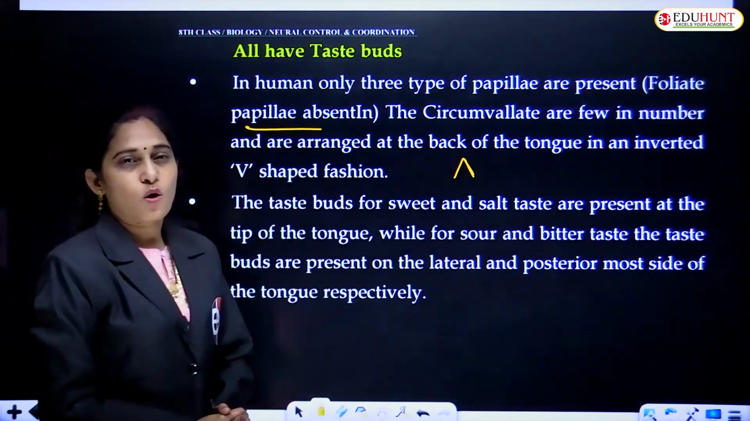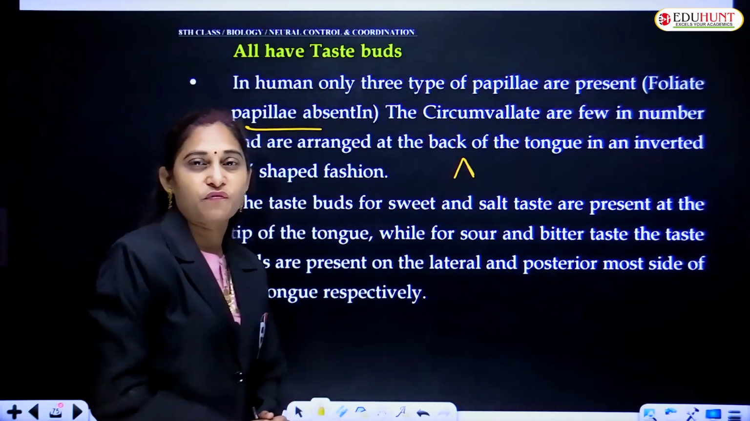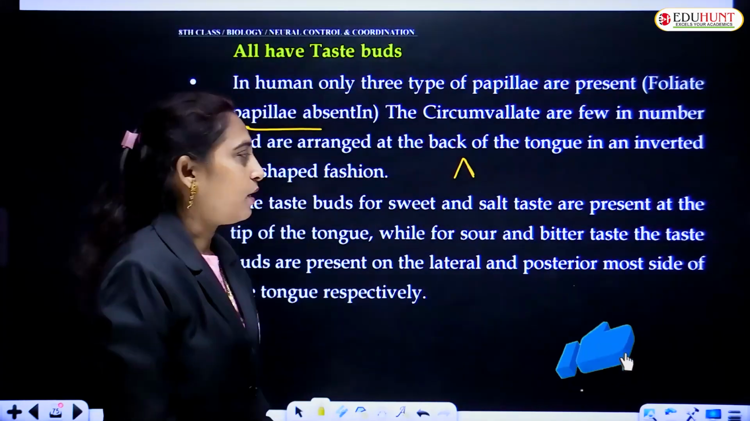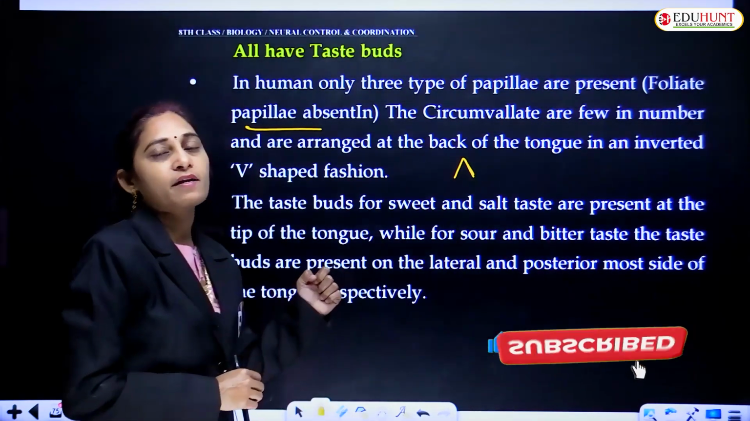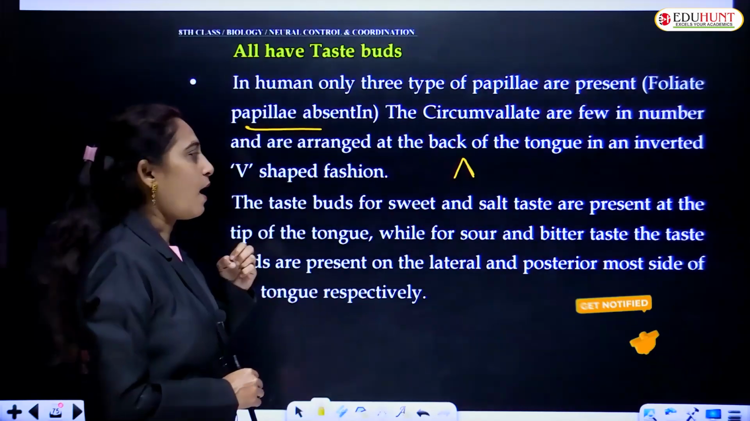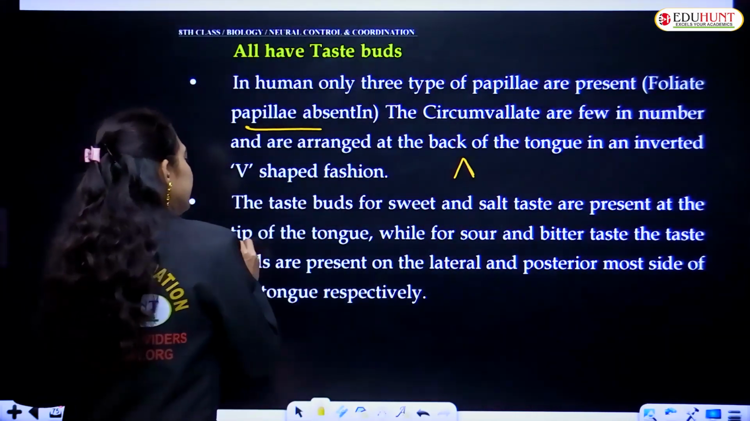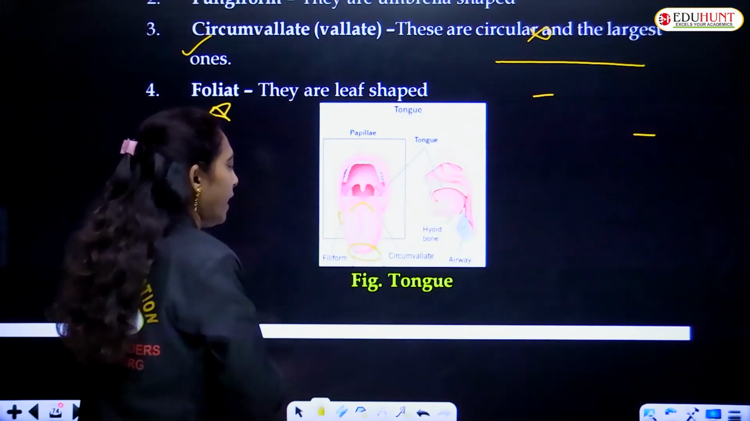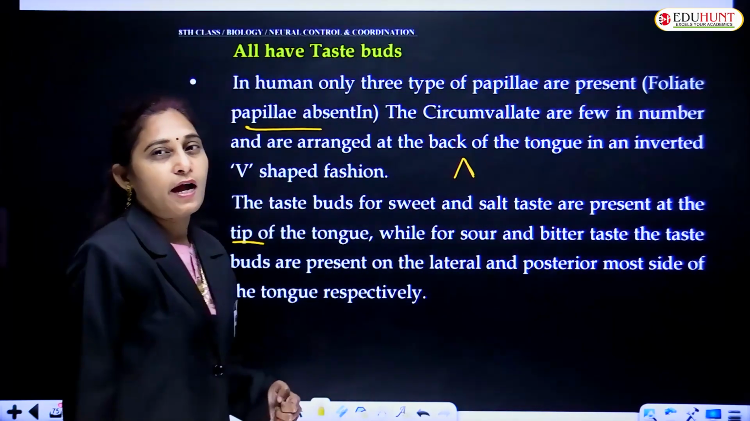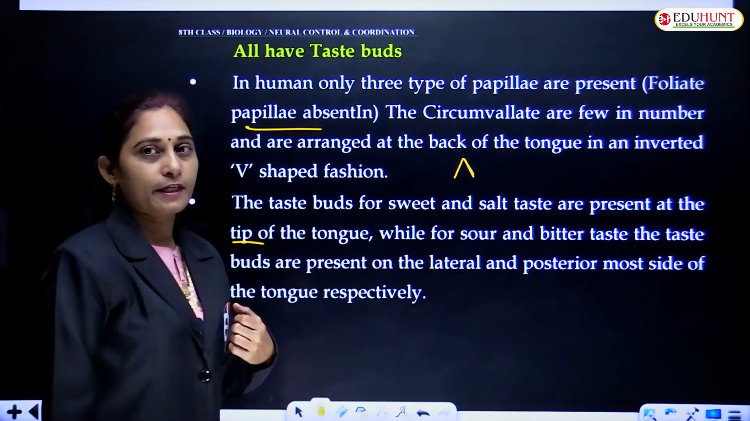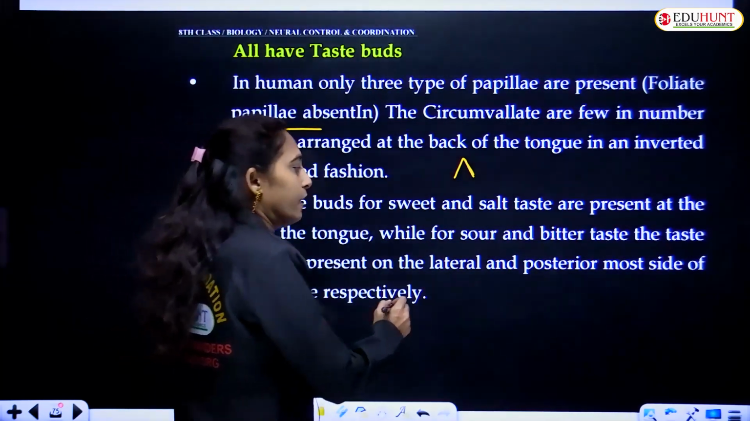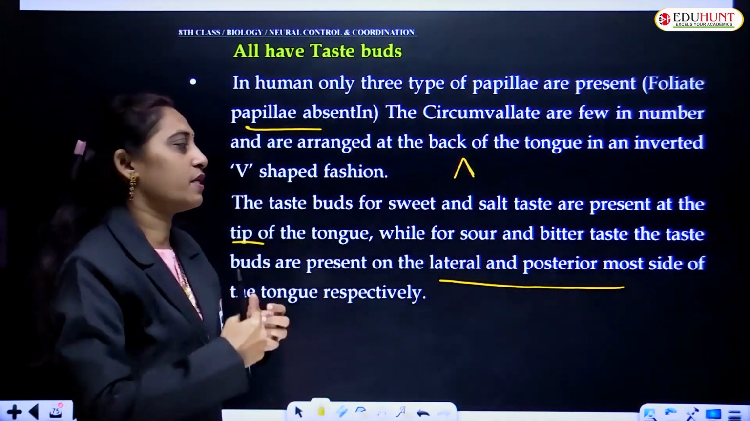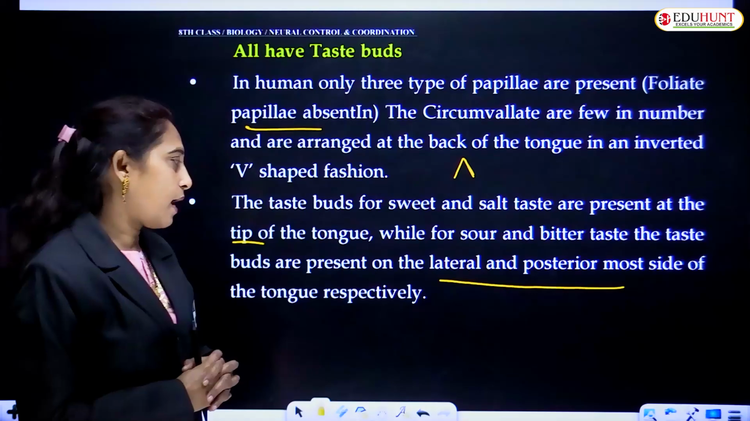And we taste different tastes like sweet, sour, salt. Sweet and salt taste buds are present at the tip of the tongue. And sour and bitter taste buds are present at the lateral side and the posterior most part of the tongue.